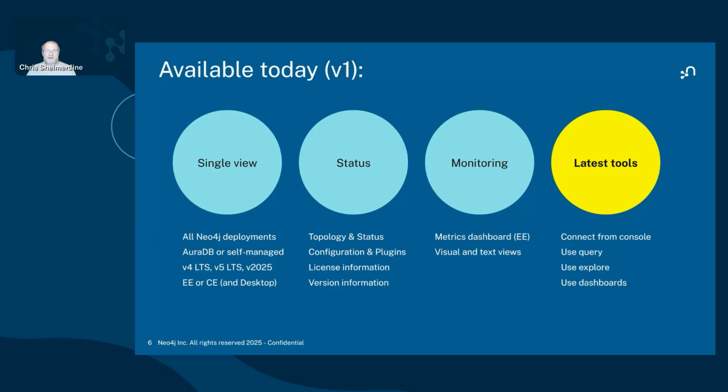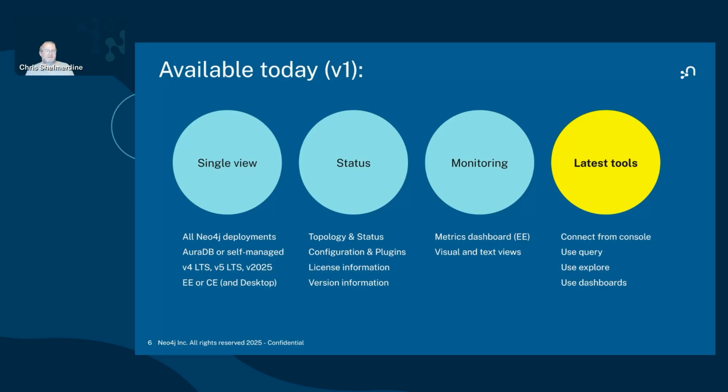But what our V1 offering gives you is that single view of all of your Neo4j deployments in one place, whether it's AuraDB, if it's self-managed, whether you're on version 4 LTS, version 5 of Neo4j, version 2025 of Neo4j, whether you're on Enterprise Edition or Community Edition, even desktop is supported. You'll be able to see the status of these deployments, check the configuration, see what plugins are installed, a summary of the license information where it's applicable in Enterprise, and information about the versions that are in use.